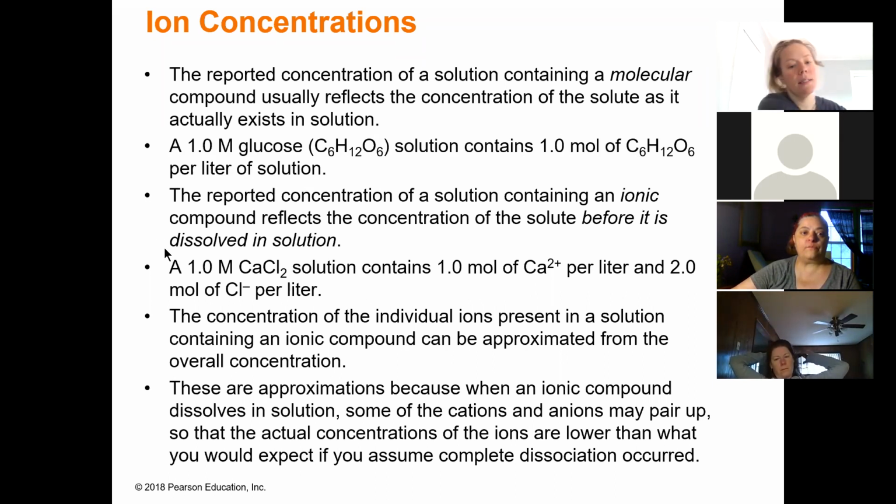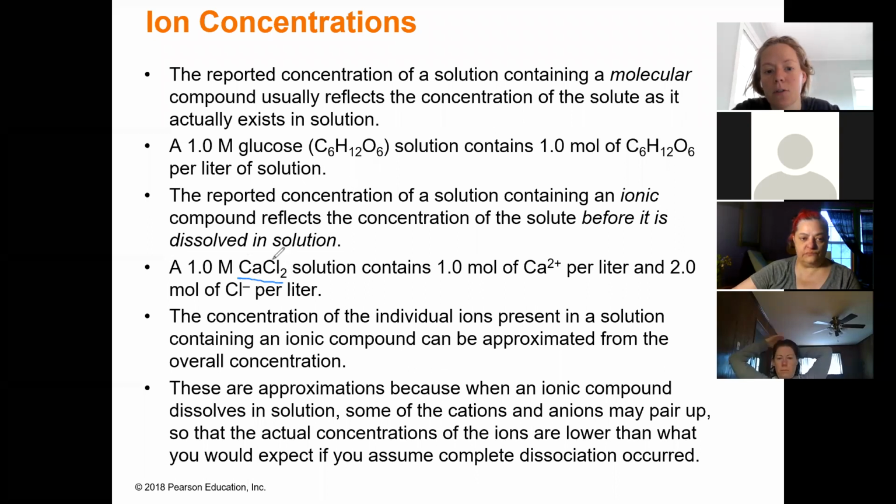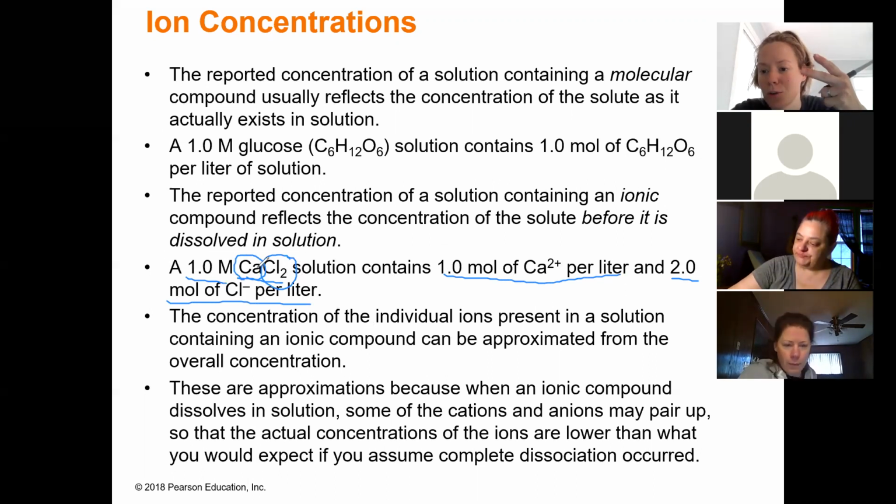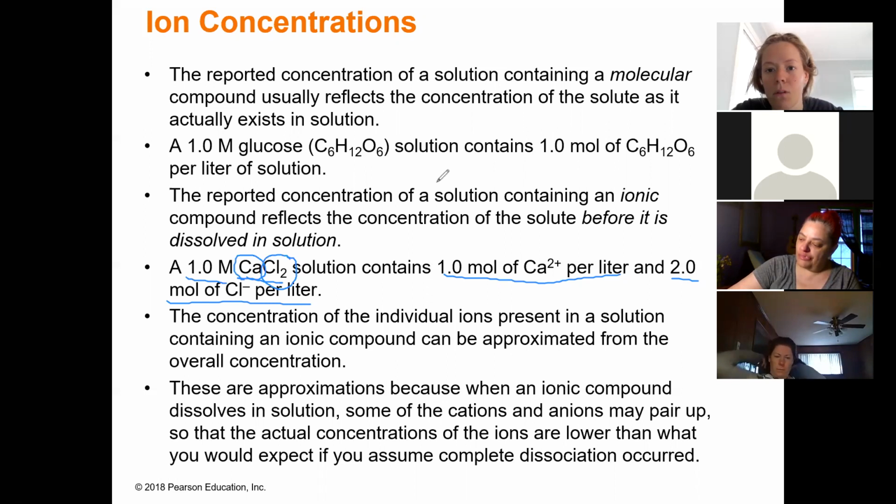Now, let's say we look at this ionic compound here, which is 1 molar CaCl2. I know that when this thing gets put into solution, I'm going to end up with a calcium ion, and I'm actually going to end up with 2 chloride ions. So for every 1 molar solution, it will contain 1 mole of CaCl2 per liter, but it's going to contain 2 moles of the Cl- per liter. Why? Because the formula tells us we get 2 for every 1 molecule.